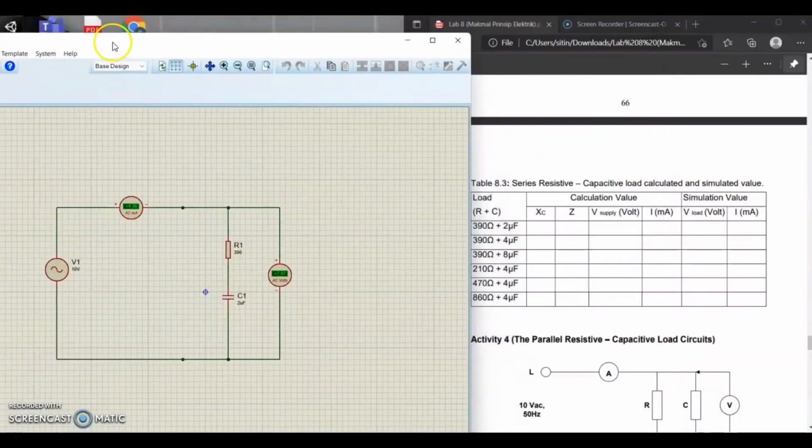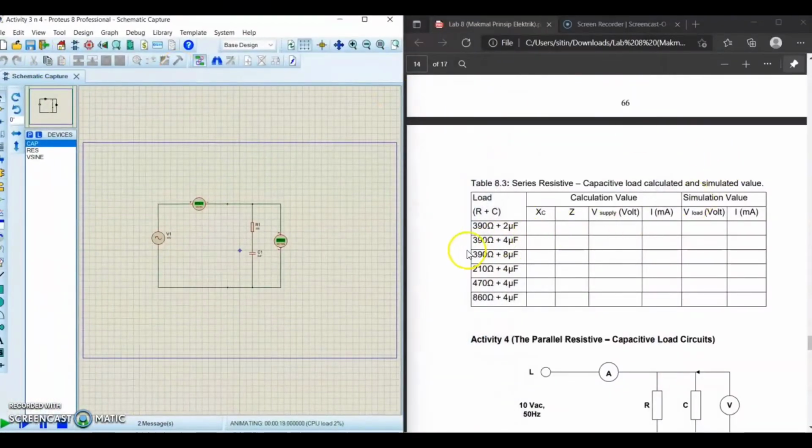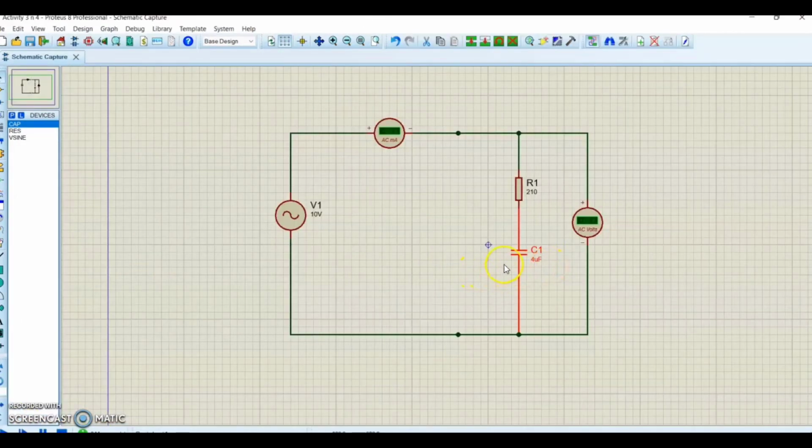Next, let's try with a different value of resistor and capacitor. I will use 210 ohm and 4 microfarad. Now I have changed the value of the resistor and the capacitor. The resistor is 210 ohm, while the capacitor is 4 microfarad. Now let's run the simulation.